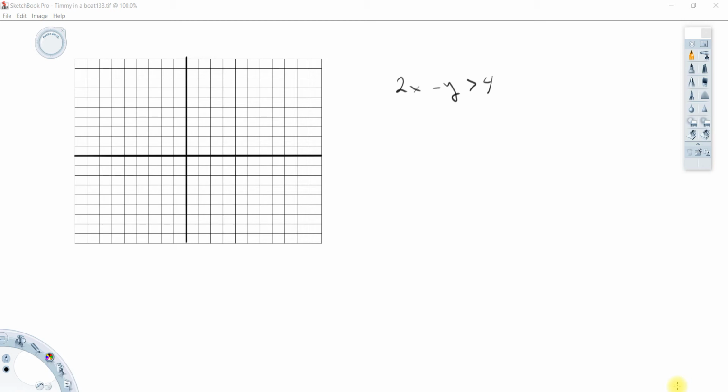I'm making this video here to help you understand how to graph inequalities. So we're going to take a look at this example right here, 2x minus y greater than 4.